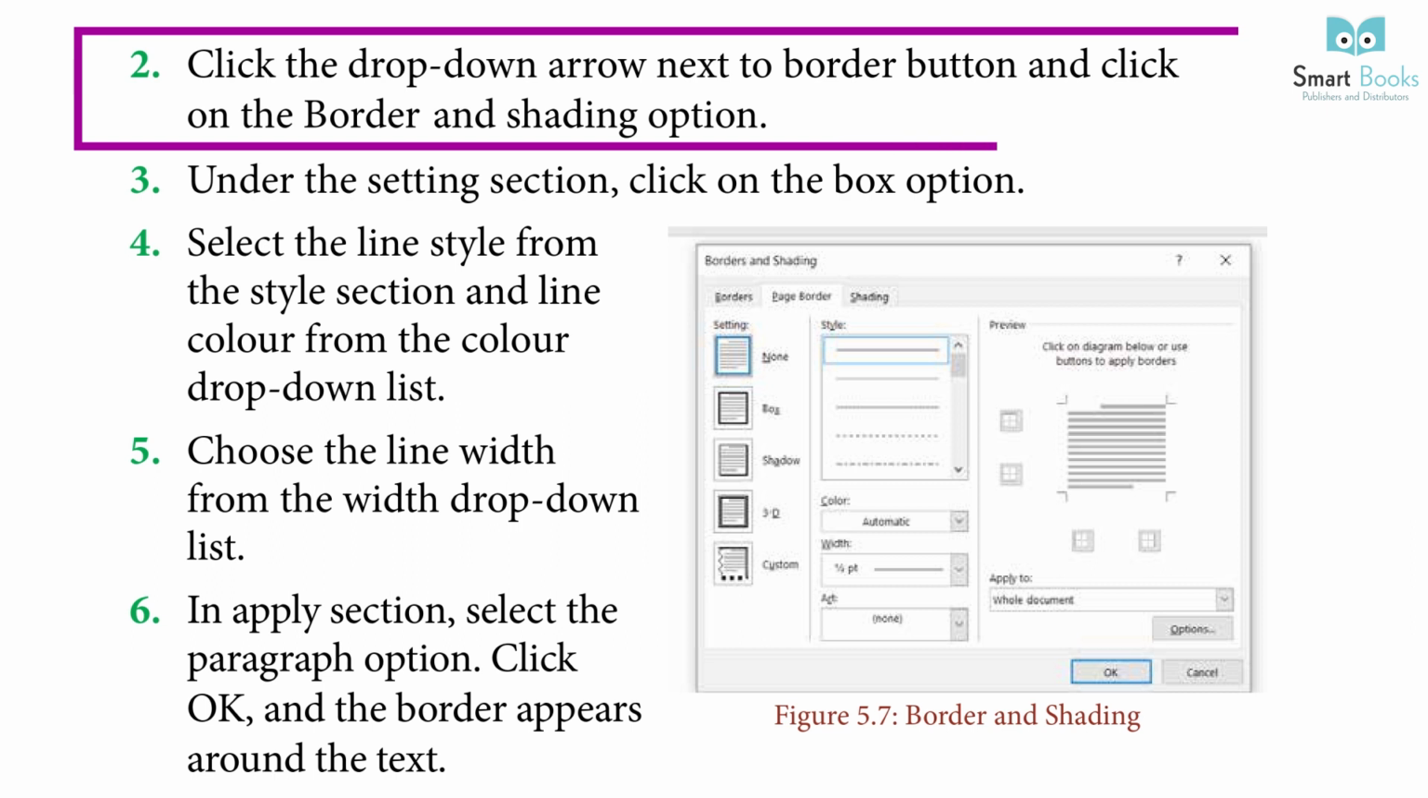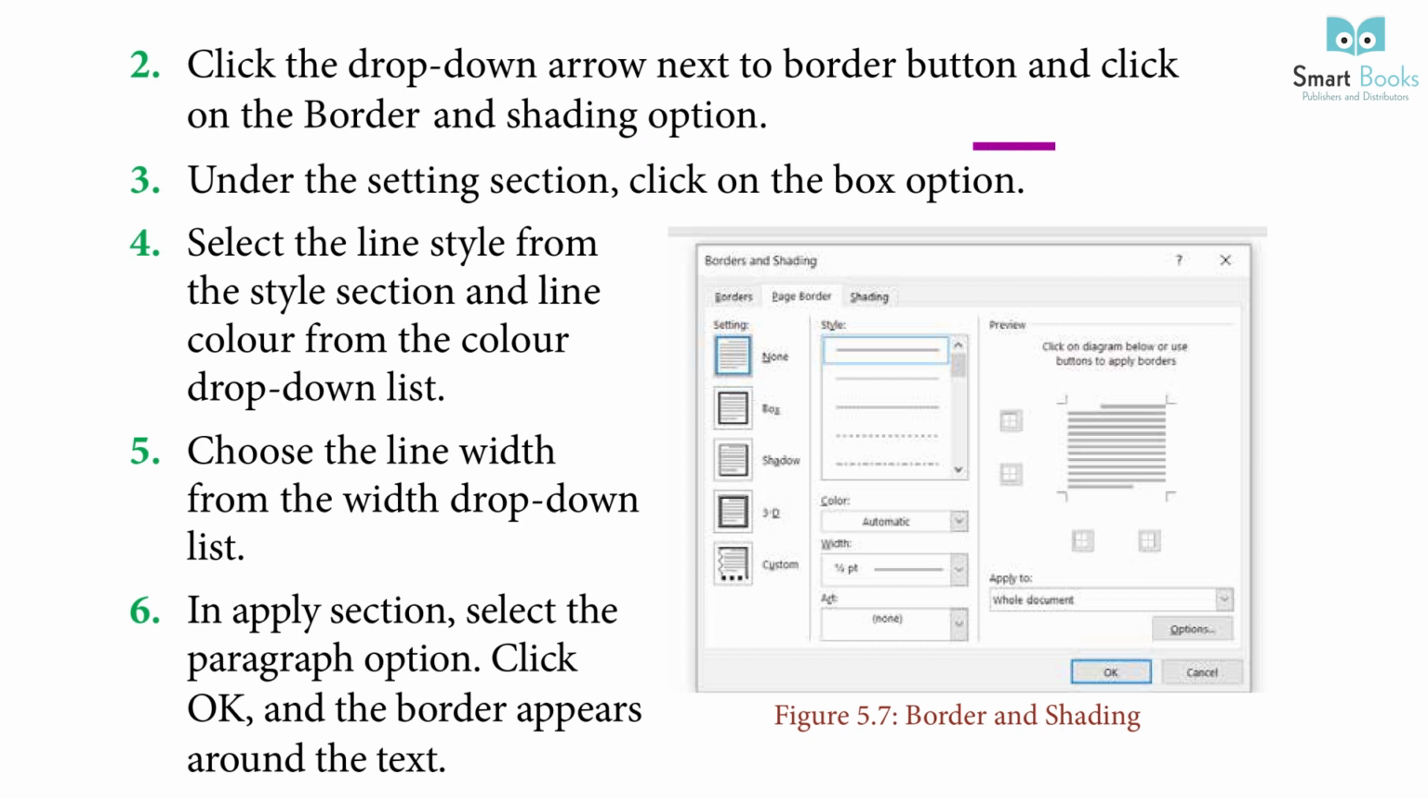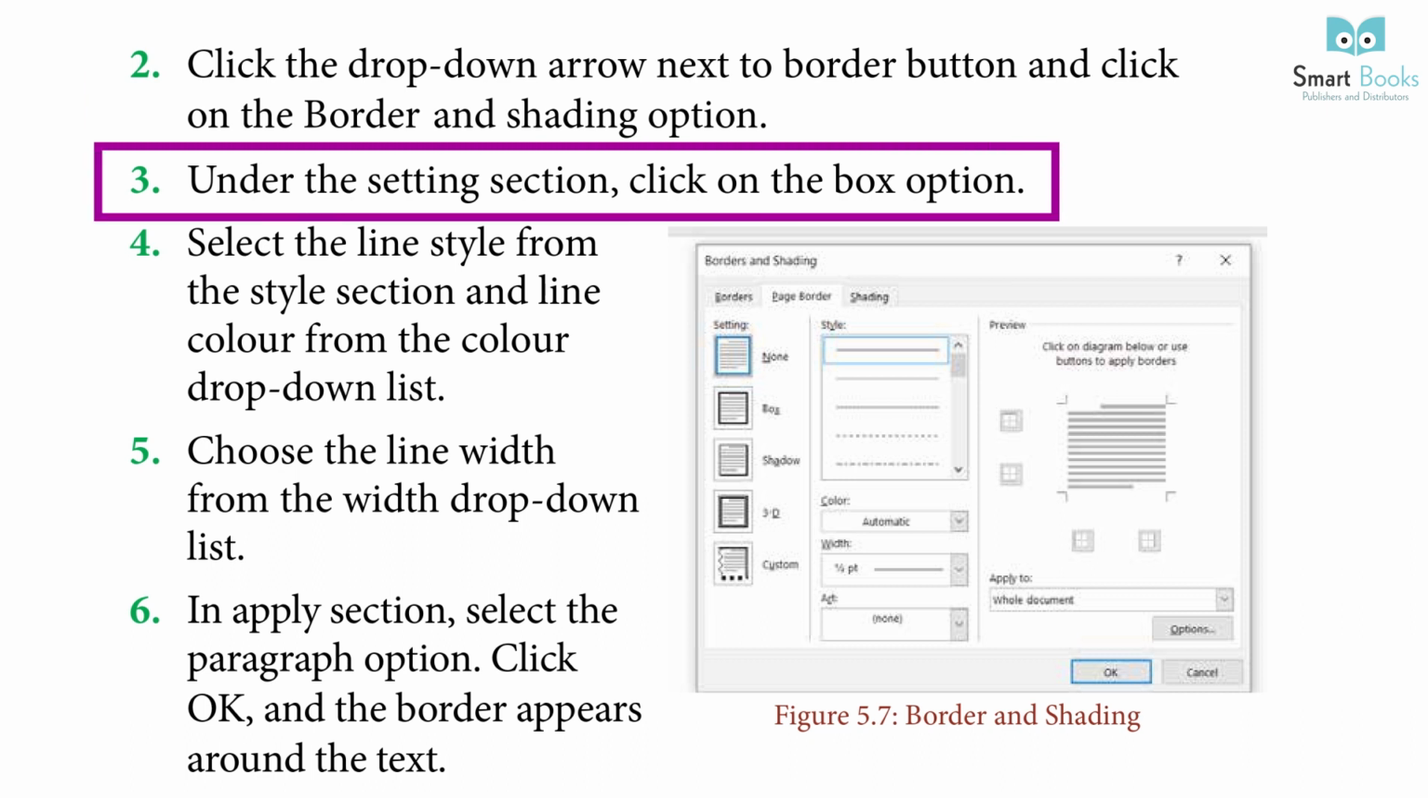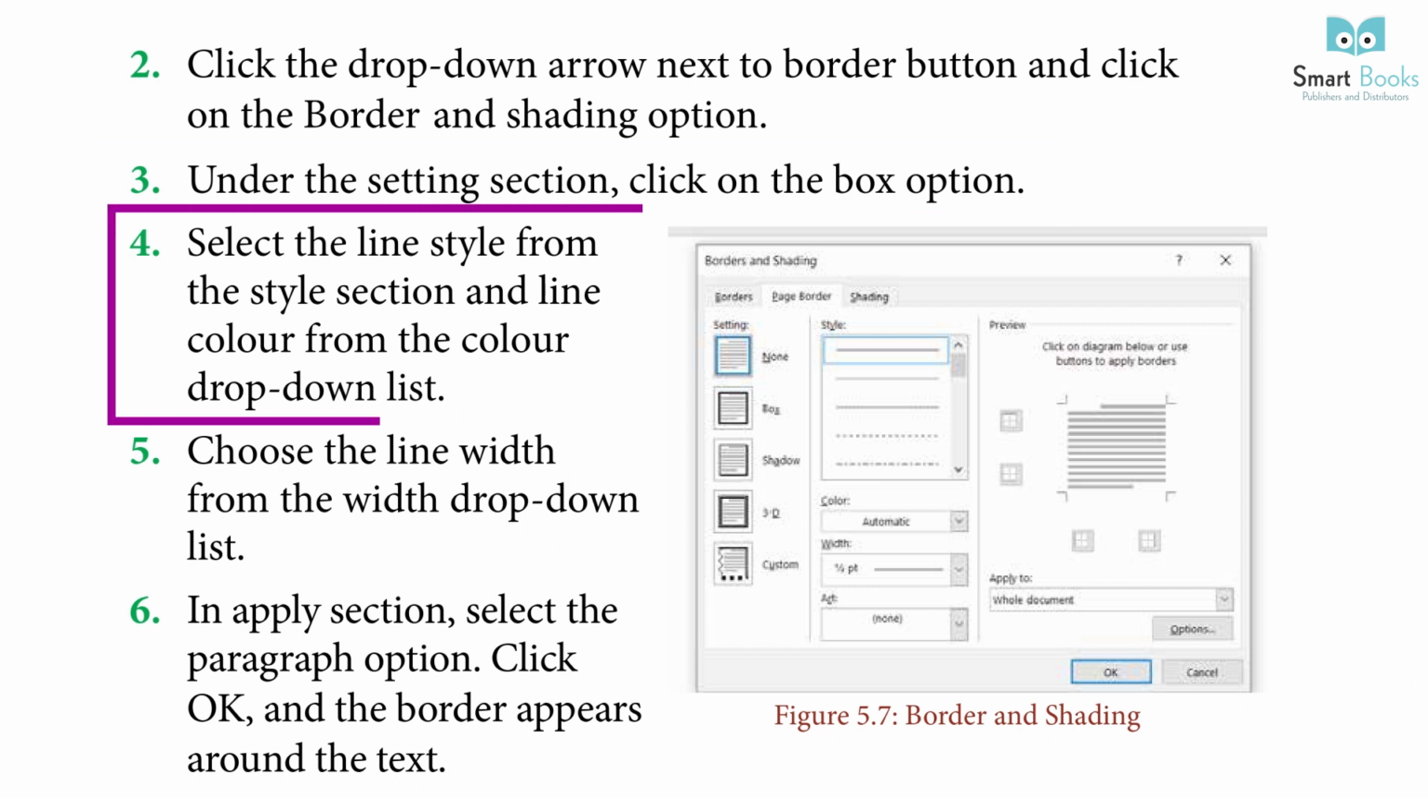2. Click the drop-down arrow next to the border button and click on the Borders and Shading option. 3. Under the Settings section, click on the Box option. 4. Select the line style from the Style section and line color from the Color drop-down list.